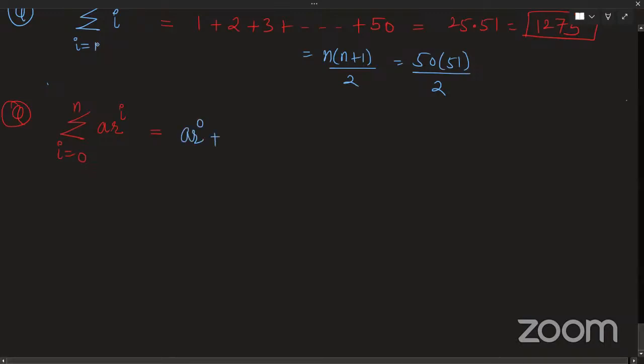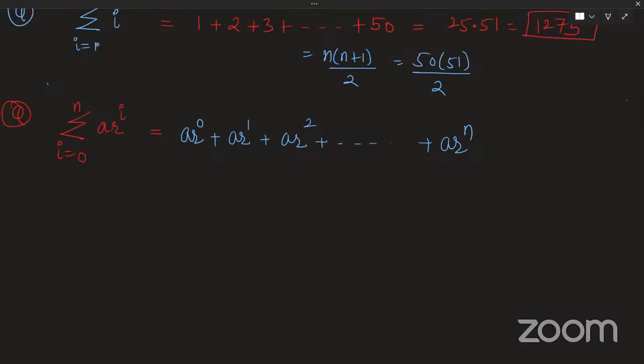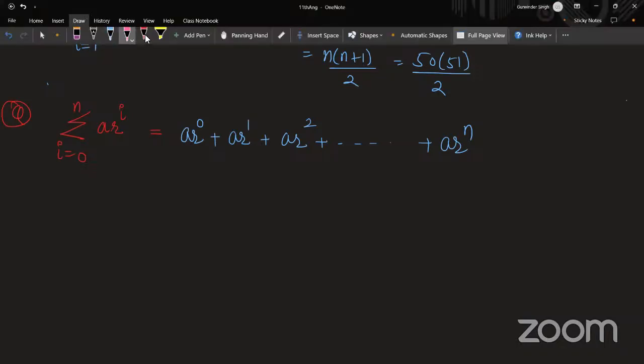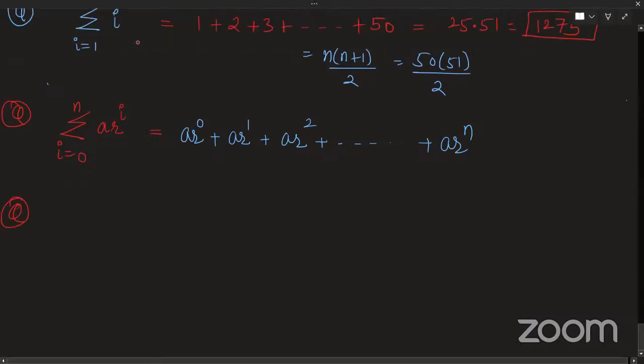Okay. After that, you increase your value by 1. So it is A R raised to 1. Then you keep increasing your value till your limit comes. So what is the second limit? It is n. So A R raised to the power n. This is what I'm asking you. Everyone got what I'm asking? How to use the sigma operator? Everyone knows now? Yes, sir.